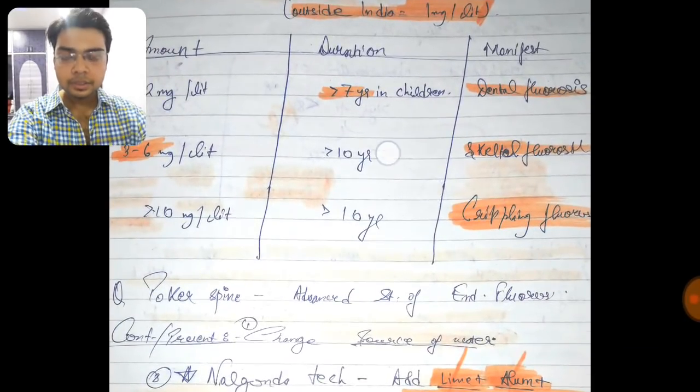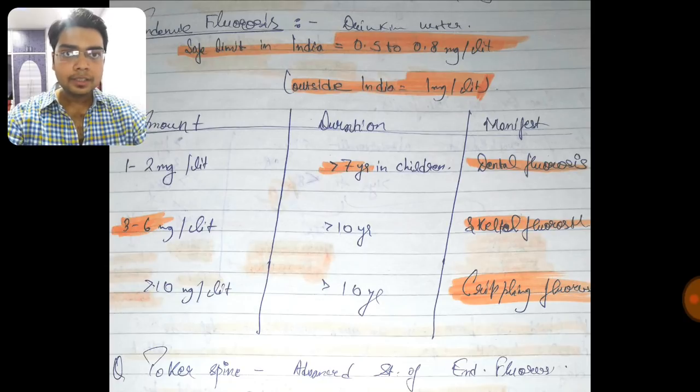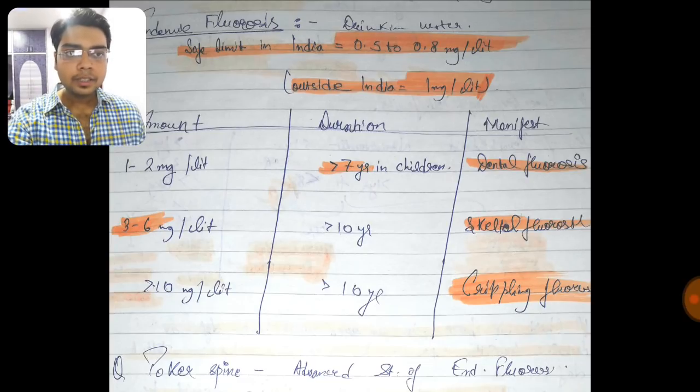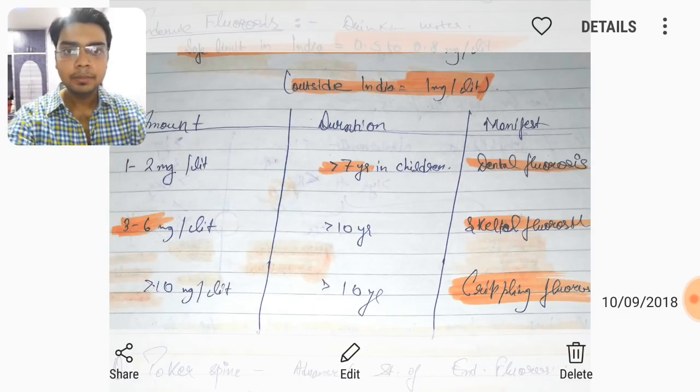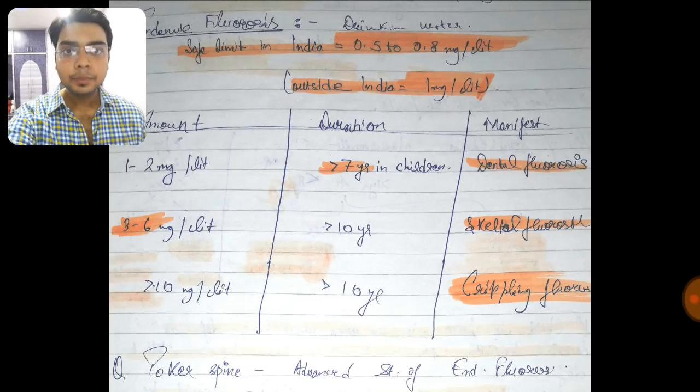Now endemic fluorosis is very important, a very frequently asked question. The normal level, the safe limit in India, is 0.5 to 0.8 milligram per liter. In foreign countries it is 1 milligram per liter. The level which causes skeletal fluorosis is 3 to 6 milligram per liter, and if it goes above 10 milligram per liter it causes crippling fluorosis. Dental fluorosis is 1 to 2 milligram.